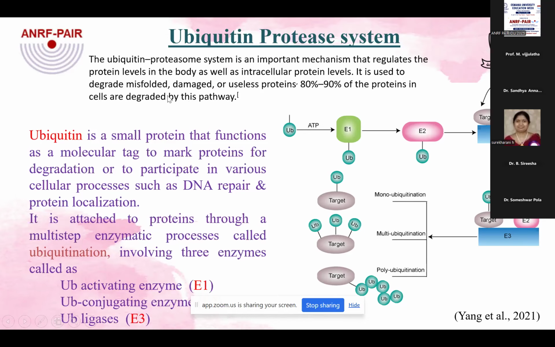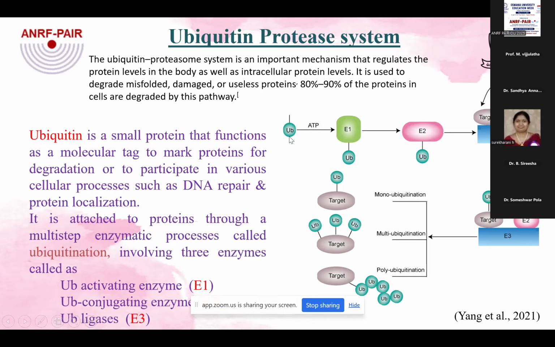For this, there is a small protein called ubiquitin that functions as a molecular tag to mark the proteins for degradation or to participate in various cellular processes such as the DNA repair and protein localization. This is attached to the proteins through a multi-step enzymatic process called the ubiquitination, involving 3 enzymes. That is the ubiquitin activating enzyme, ubiquitin conjugating enzyme, and the ubiquitin ligases.